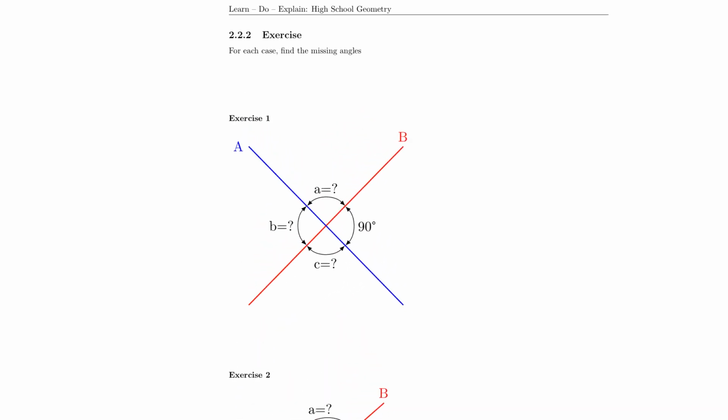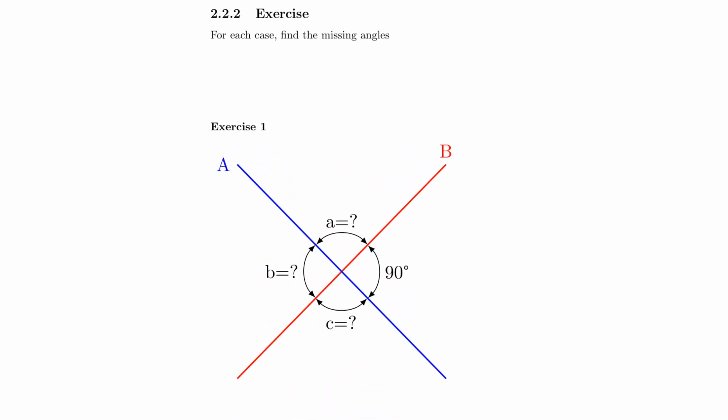Okay, so here we have some exercise. It says for each case, find the missing angle. Okay, so let's apply what we just learned. Here we can see that we have to find A, B, and C, and we are given a 90-degree angle.